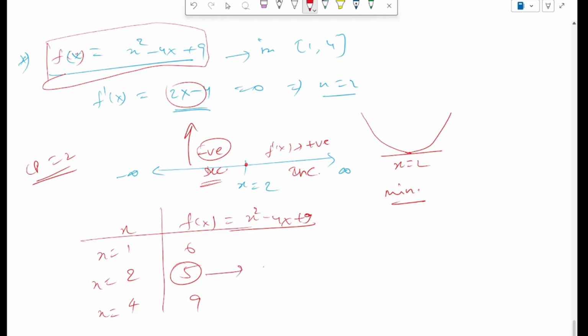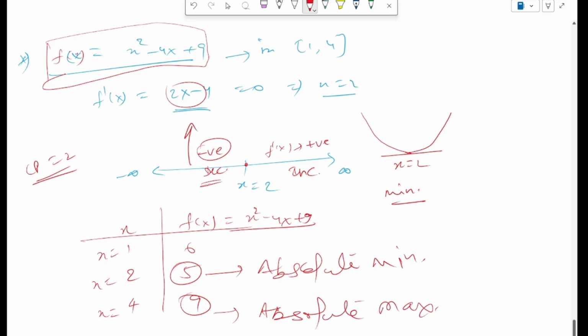in this region, this is the absolute minimum, right? So this minimum value at x equal to 2 was actually the absolute minimum, and this is the highest point in this region. So we can say this is the absolute maximum. At x equal to 4 we get the absolute maximum of the function, and at x equal to 2 we get the absolute minimum of the function. So this is how we calculate local minima and absolute minima. This is also a relative minima.